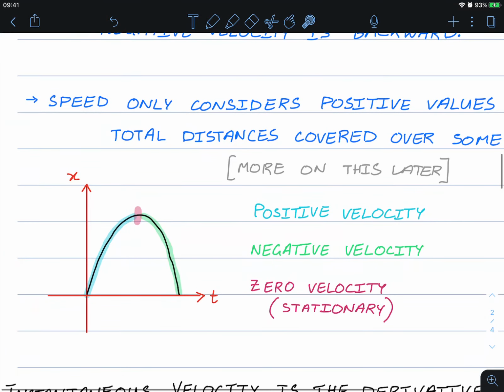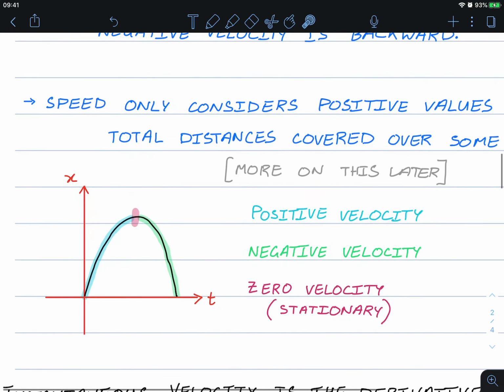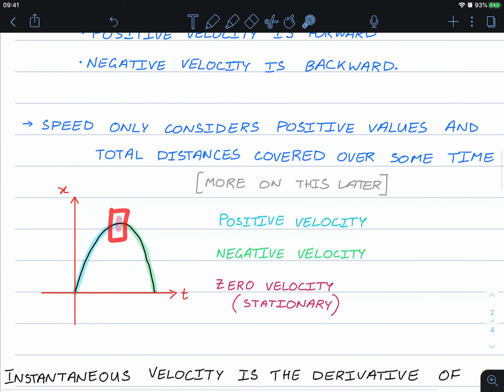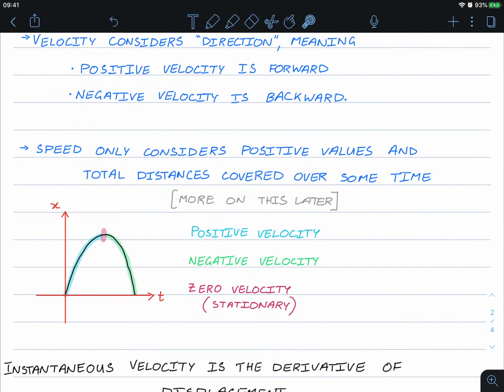So for example here, if this person in time has moved away from the origin, for them to be moving away from the origin, they must be having positive velocity, because they're moving away from the origin. But as they move back towards the origin, since this is forward, this must be considered backwards, so they're going back to the origin. And we'll see later on that there's a point in the middle that has 0 velocity, which would be a stationary point.